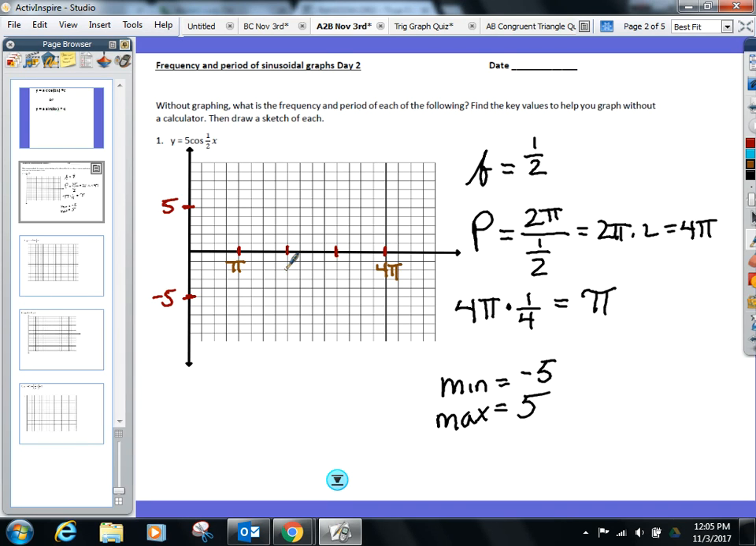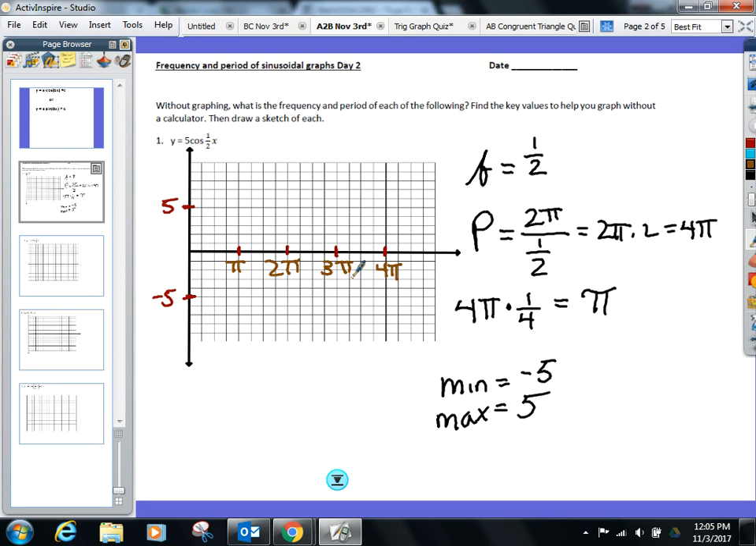Can we find these two in the middle here? Ready? Pi plus pi. 2 pi plus pi. There we go. I add pi every time. Is everybody good on the x and the y axes before we go into the graph now?